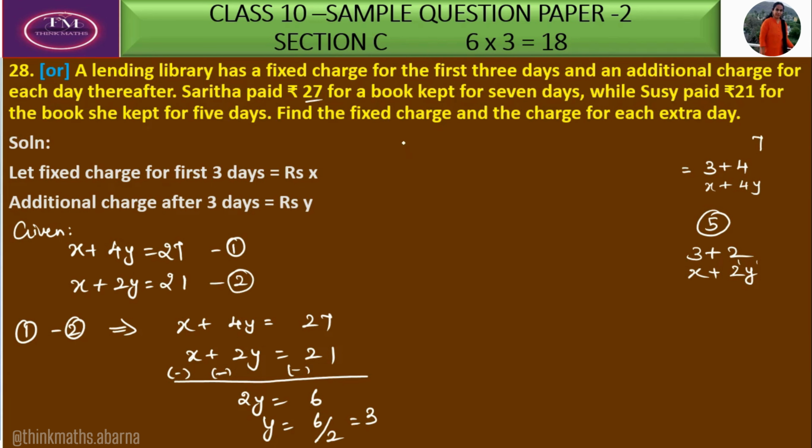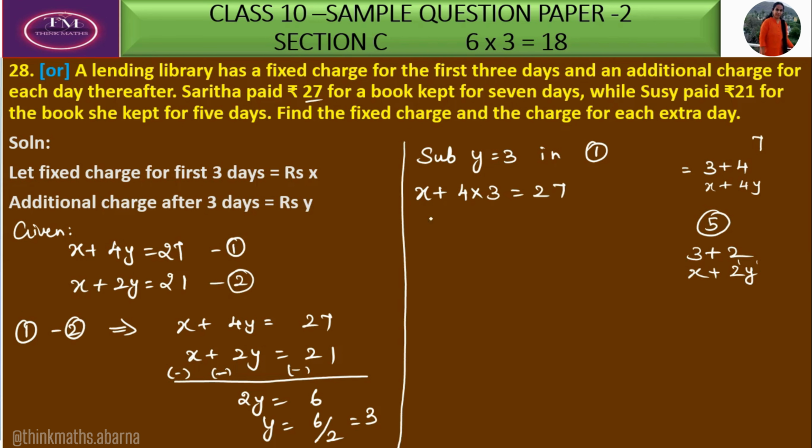So y is equal to 3. What is the next step? We have to substitute y equal to 3 in any equation. So we can substitute in the first equation. Any equation will give the same answer. So x plus 4 into y, which is 3, equal to 27. So x plus 4 3s are 12 equal to 27. So x will be equal to 27 minus 12, which is 15. So x is equal to 15 and y is equal to 3.